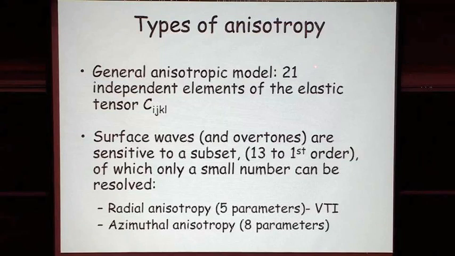There are symmetries. The 4th order tensor has 81 elements, and because of symmetries, you end up with only 21. Surface waves, including overtones, are sensitive only to a subset of these, to first order 13 of these 21, and only a small number can be resolved, as I will be showing. So typically, you will describe this anisotropy in terms of 2 components: radial anisotropy, which is the vertical transverse isotropy that Ed was referring to, which is described fully by 5 parameters, and then an azimuthal anisotropy, which are the other 8 parameters.